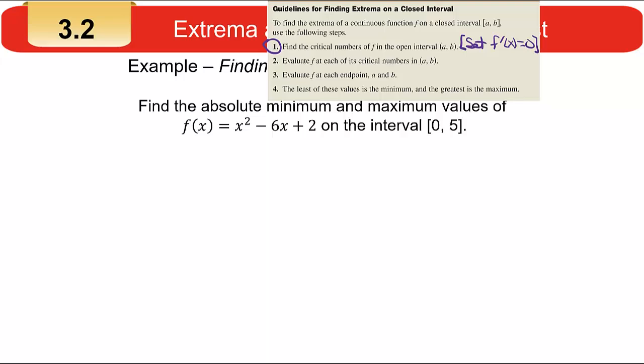You know that finding critical numbers for a polynomial function involves taking the derivative and setting it equal to 0. Well, this is an easy derivative, 2x minus 6. Set it equal to 0. Move the 6 to the other side, divide by 2, and you find out that x equals 3.